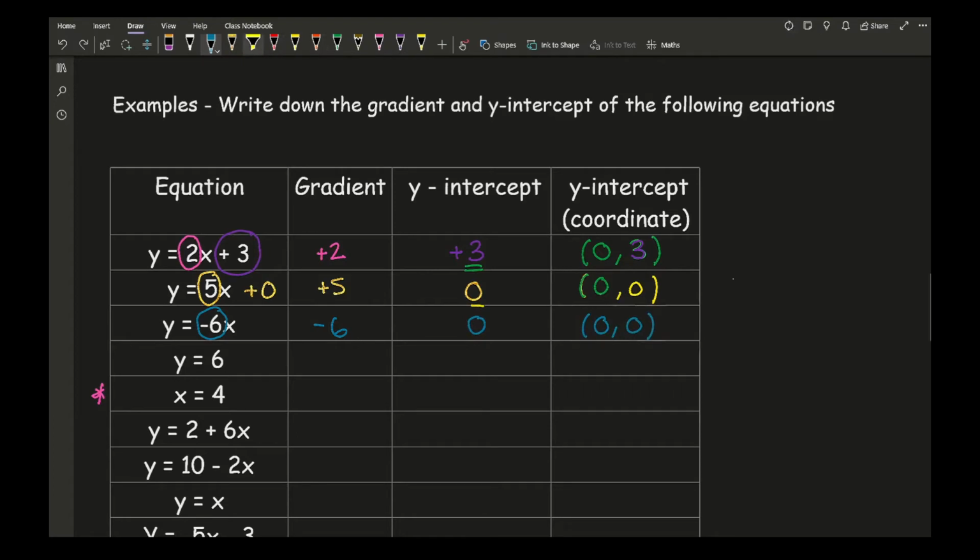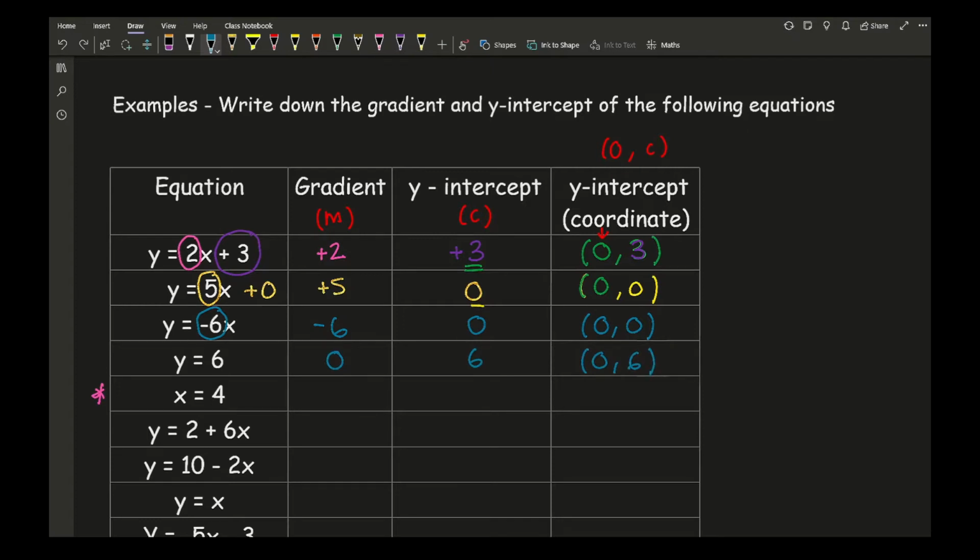Now, the key thing to remember is that this x-ordinate is going to be 0 for everything. So that's why in the previous example, it's just 0 and then c. So this is my c and this is my m. So then moving on to the next question. So here we've got no gradient because we're not adding any x. There is no x, so the gradient is 0. The y-intercept is going to be 6, so the coordinate therefore is going to be 0, 6.